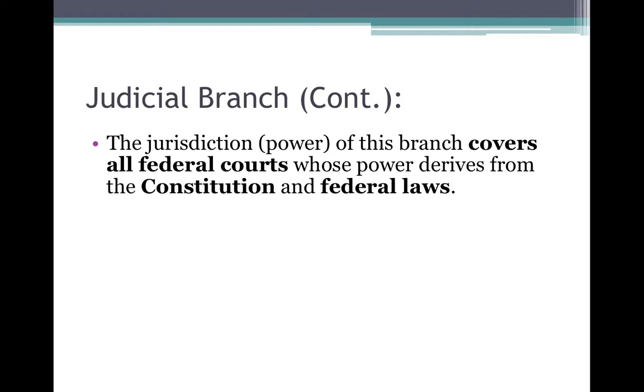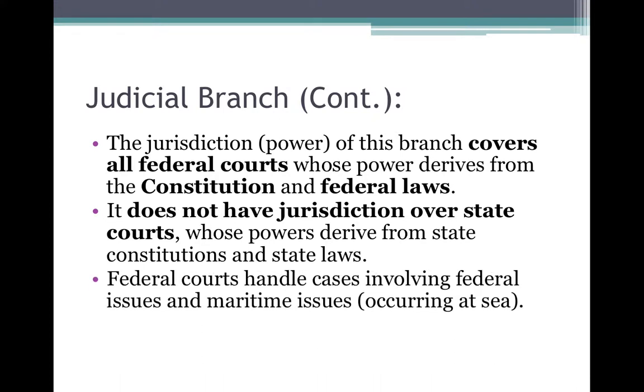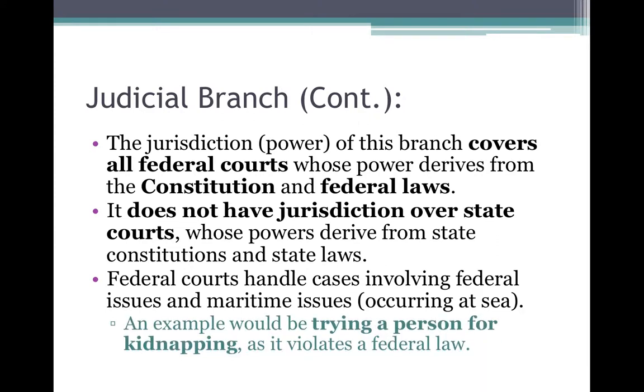The jurisdiction or power of this branch covers all the federal courts whose power derives from the Constitution and federal laws. It does not have jurisdiction over state courts whose power derives from state constitutions and state laws. Federal courts handle cases involving federal issues and maritime issues. That means those occurring at sea. An example would be trying a person for kidnapping, as it violates a federal law.